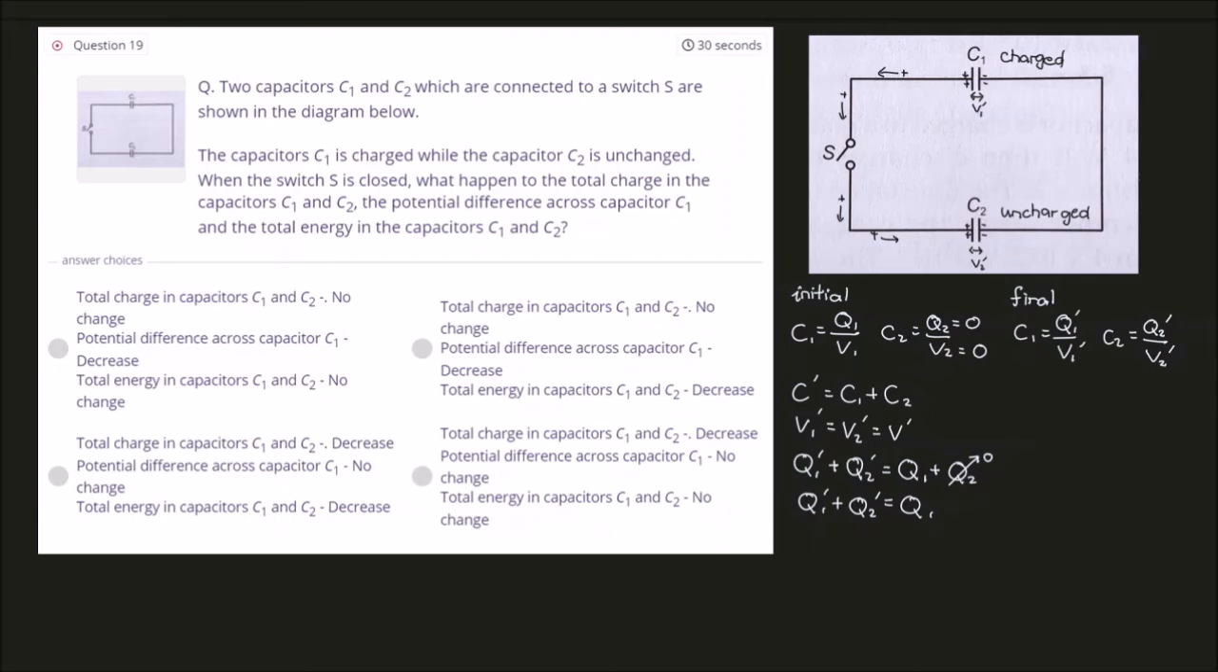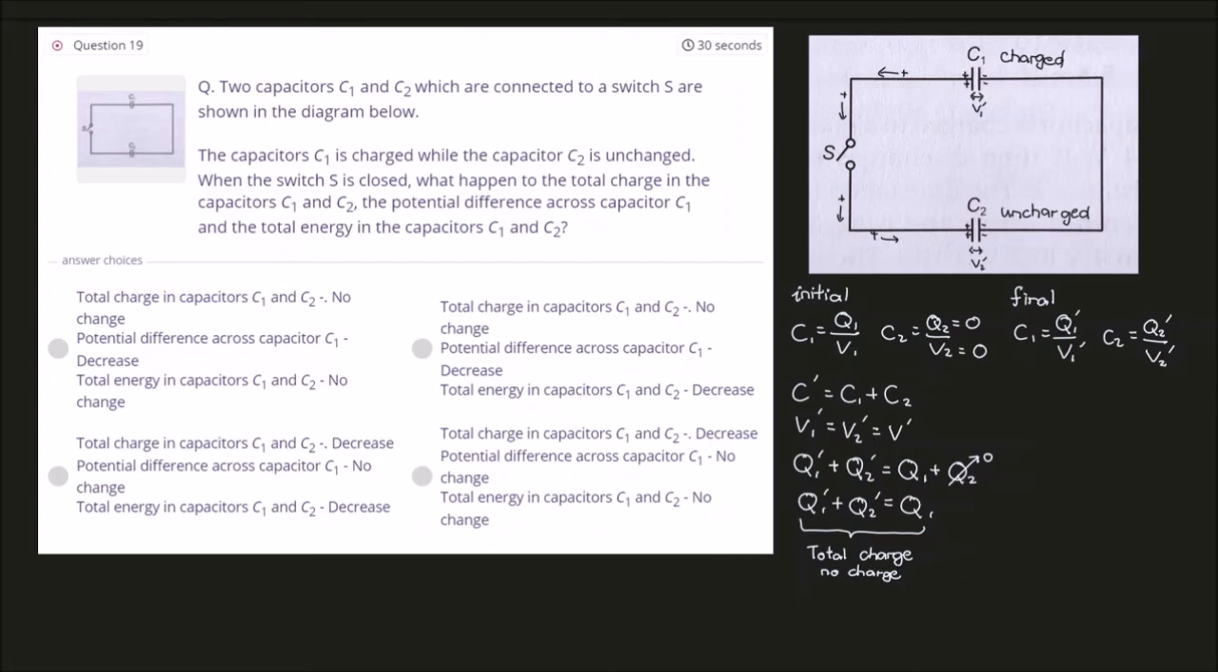So we are asked to find the total charge in capacitor C1 and C2, and I have said just now, this one will tell us that the total charge does not change. Okay, the total charge, no change. Because initially you have how much, and that's how much you distribute between the two capacitors. So if you sum the charge stored at each capacitor back up, you get back the initial charge stored at one capacitor.